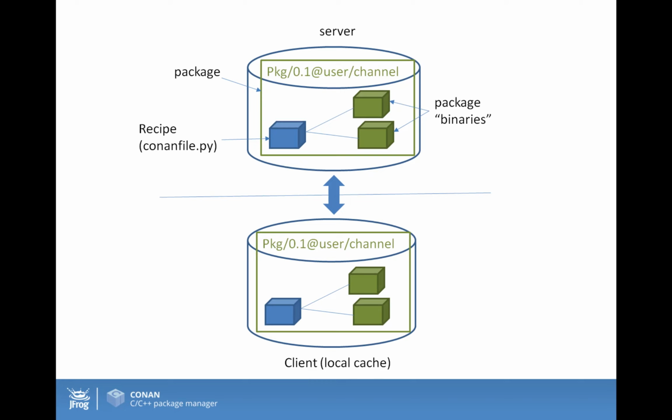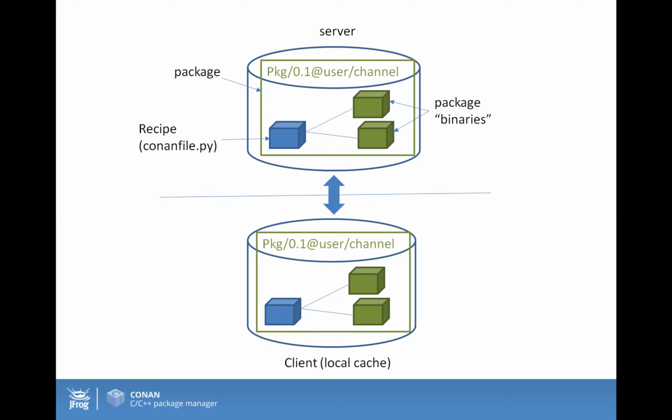On both of them, the layout is basically the same. We have any number of packages. Each package is identified with the package name, which typically will match the library name. We will have the package version, and we will have the user and the channel. If we change any of those four things, we will have a different package. So if we change the channel, it will be a different component. We can interchange them, but it will be a different package.